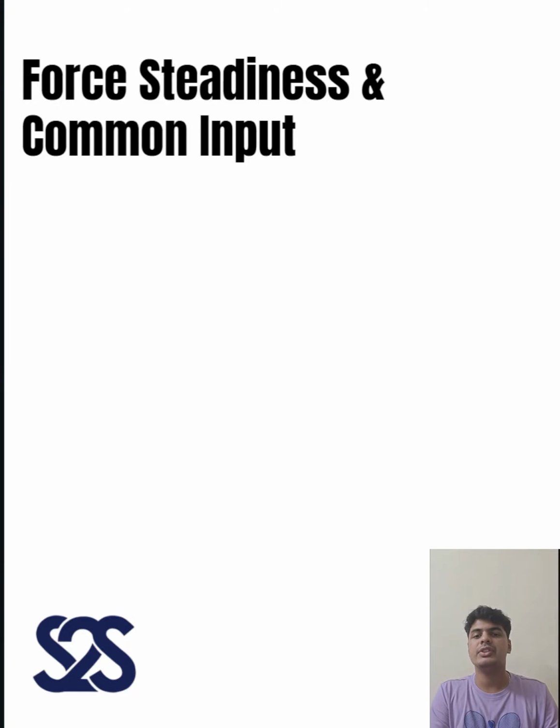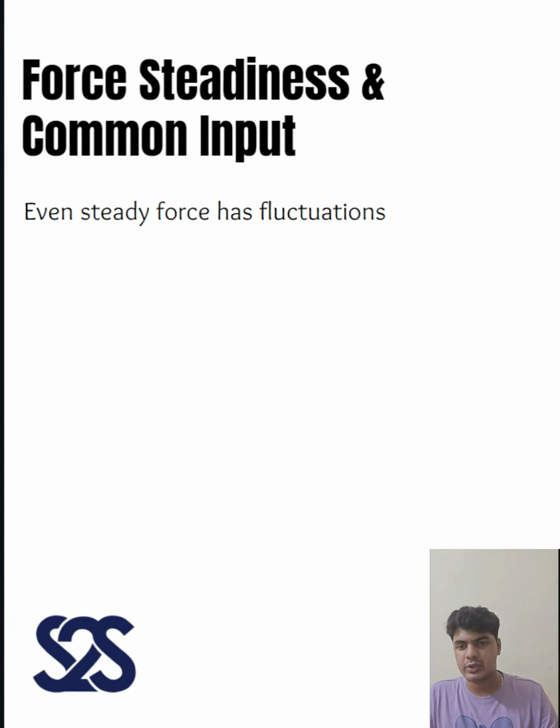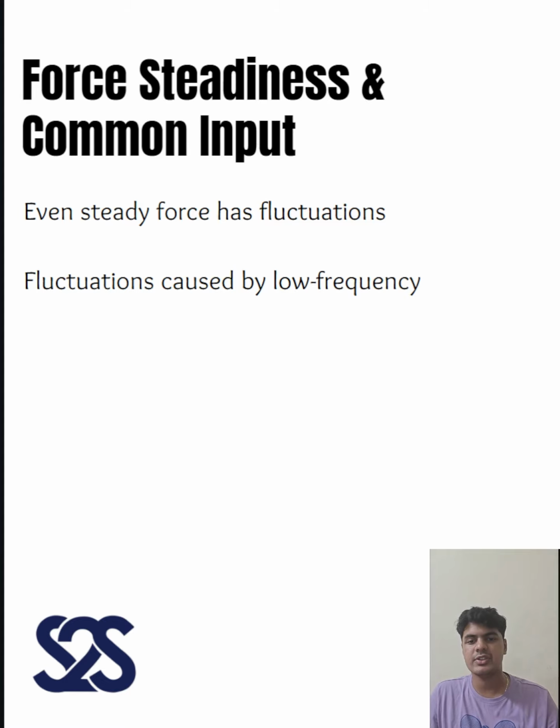Now, force steadiness and common input. We'll work on that also. So even steady forces have fluctuation. Even if you're doing a force or an activity, holding something and not moving, that also has small fluctuations. Fluctuation can be caused by low frequency. What it means is that generally when you think about fluctuations, we might think about one motor unit having some kind of defect, but generally it's not that. The fluctuations happen when all the motor units of the muscle have lower frequency firing in between.